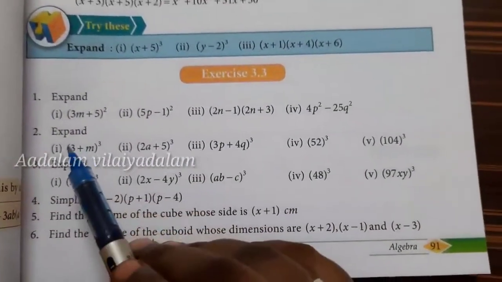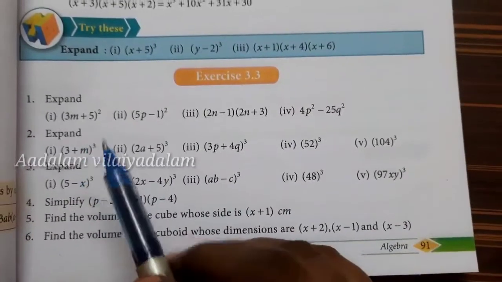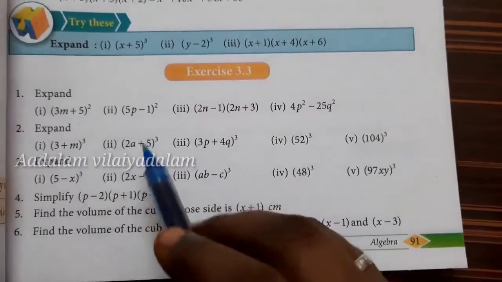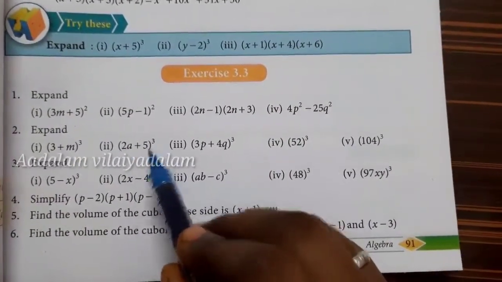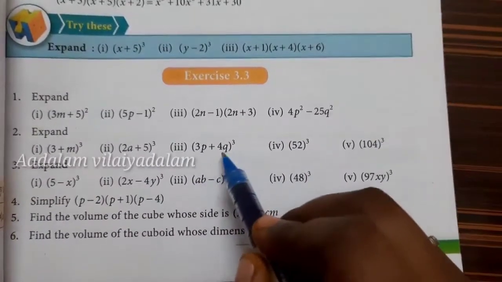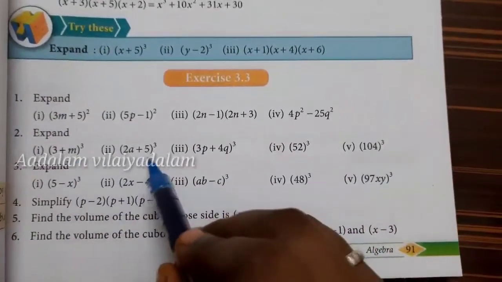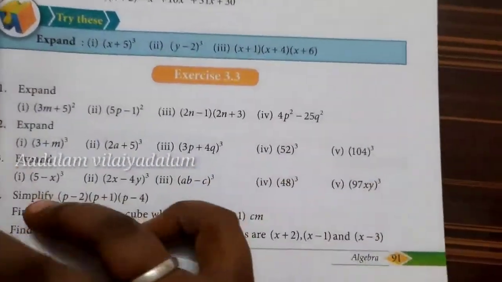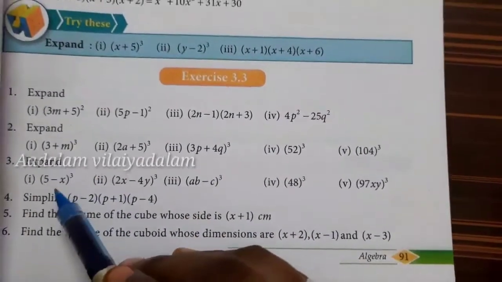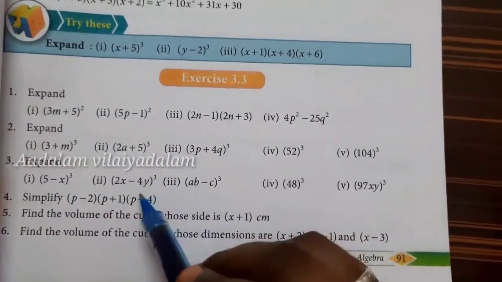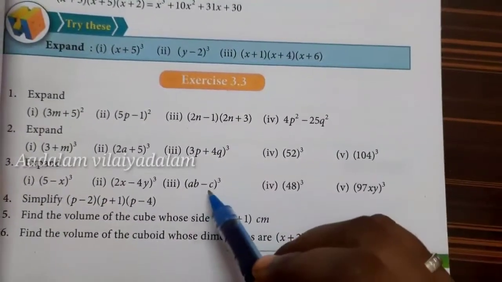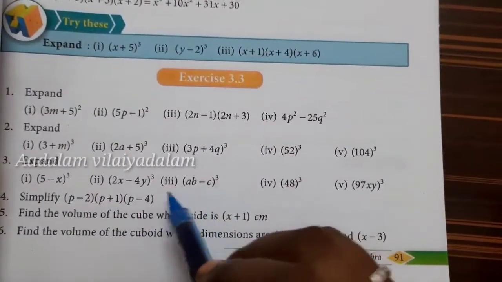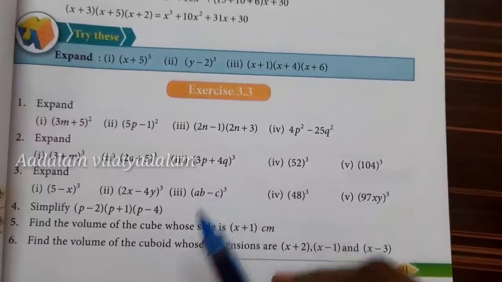Now let's go for the second sum. Expand (3m plus 3 plus m) the whole cube. The same way (2a plus 5) the whole cube and (3p plus 4q) the whole cube. So these belong to the positive identity. And in the third question we shall see (5 minus x) the whole cube, (2x minus 4y) the whole cube, (ab minus c) the whole cube. So these first three subdivisions belong to the negative cubical identity.